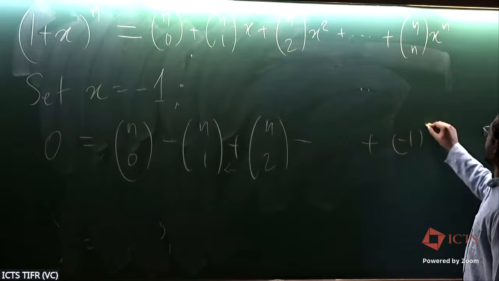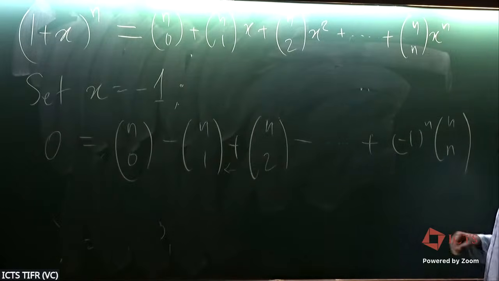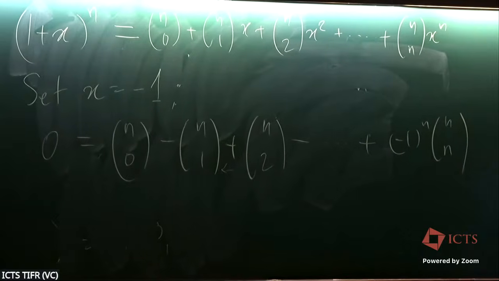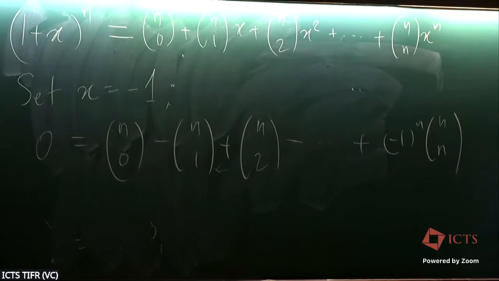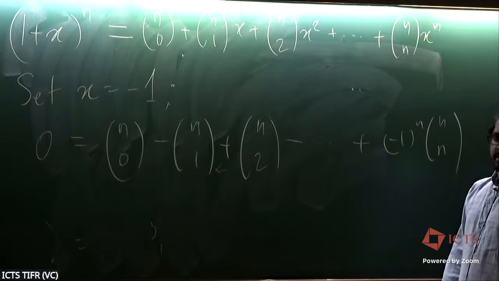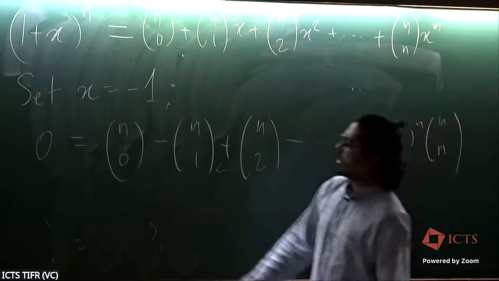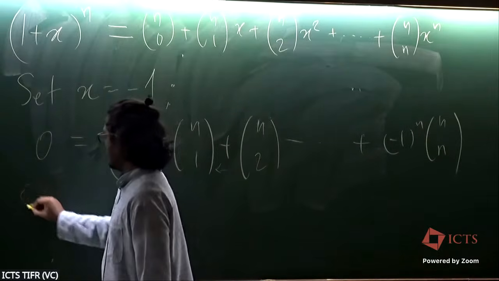That's minus 1 to the n, n choose n. And subtract. Or just take all the negative terms to that side. Does that also make sense? Yeah. So what you gave is an exact answer for this by also setting x equal to 1 and adding.